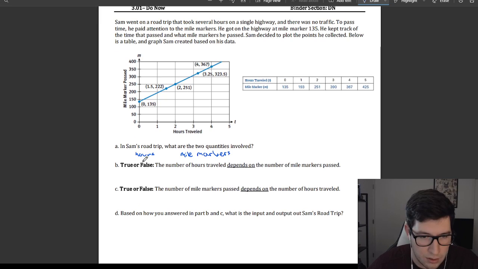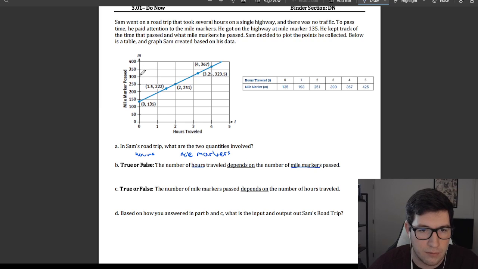And then for B, it's asking us true or false, the number of hours traveled depends on the number of mile markers passed. Let's take a look at that, right? Because it's really saying, is our time our dependent variable and our mile markers our independent variable? And if we look at both the graph here and this table, we can hopefully see that that's actually not going to be the case.